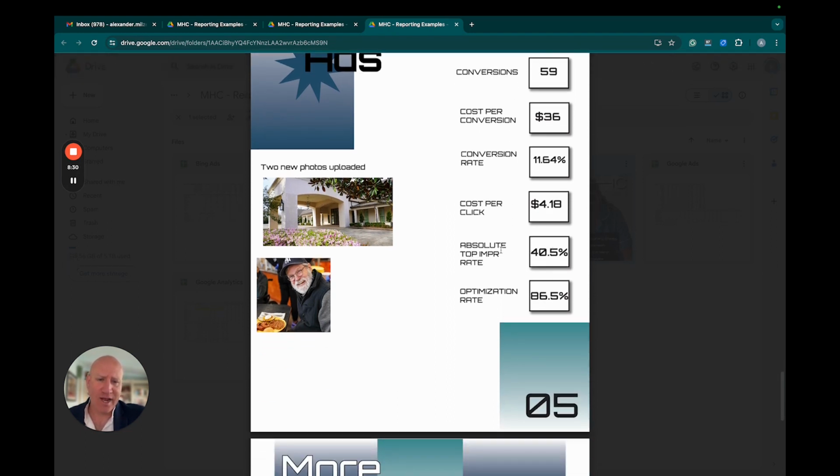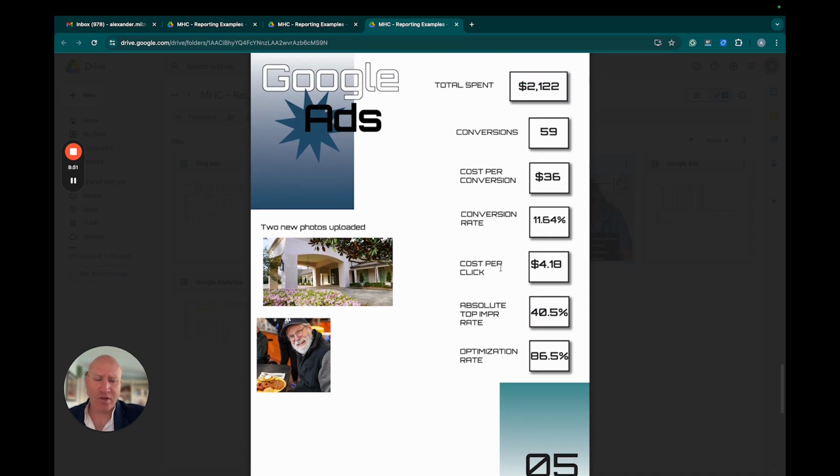Also, I love this stat, absolute top impression rate. Google tends to show the first 4 ads. That's going to be your top impression rate. When you're number one, that's your absolute top impression rate. So this specific organization, 40% of the time their ad is number one. That's pretty high. So that's fantastic. So always keeping our finger on the pulse of their Google ads.